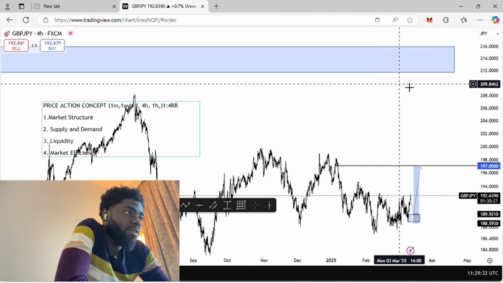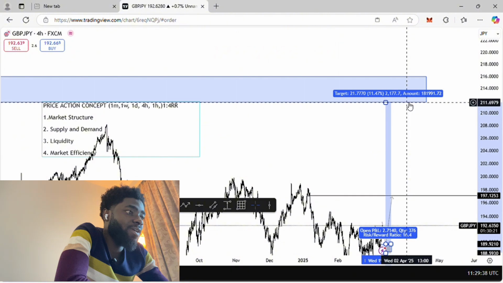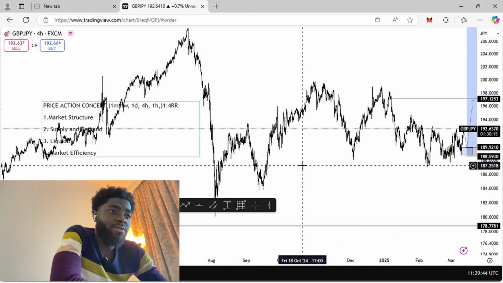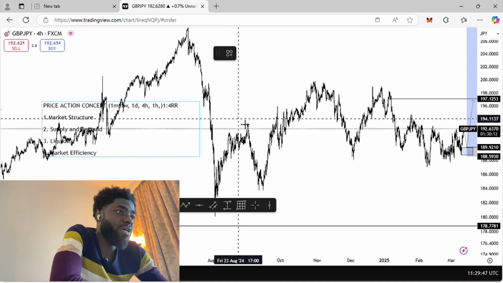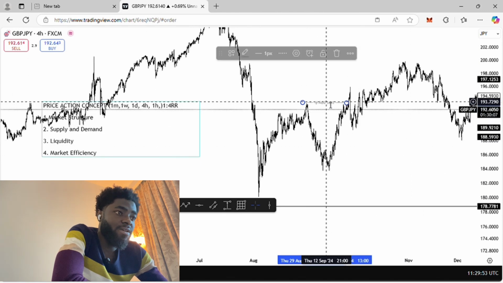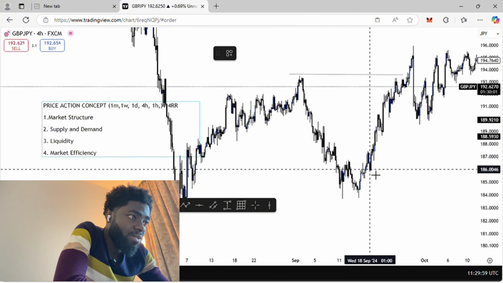And if you can do this and still hold that one, it's up to you. But know that we are pushing to that supply zone before any massive sell-off. So we have a break of structure here. Price using this zone as a demand.